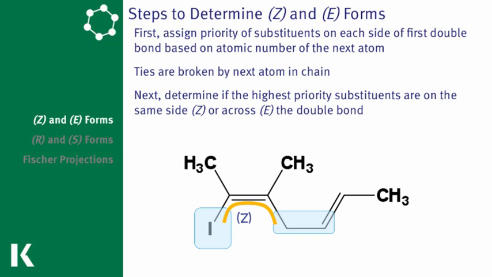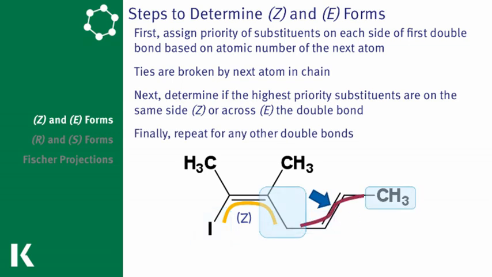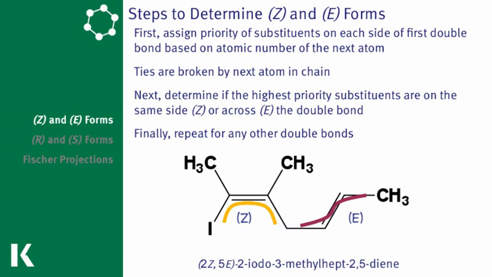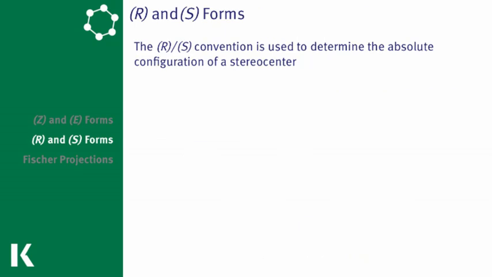Oftentimes, the organic molecules that the MCAT throws at you will have multiple double bonds. But in that case, you're really just going to repeat this method for each additional double bond. So here, our example molecule has one of each type of double bond. In naming it, then, the Z and E go at the beginning of the molecule's IUPAC name along with their locations. Spelled out, this molecule will be named 2Z,5E-2-iodo-3-methyl-hept-2,5-diene.